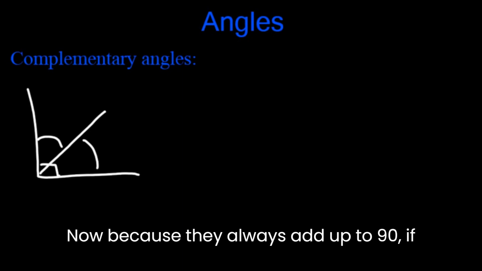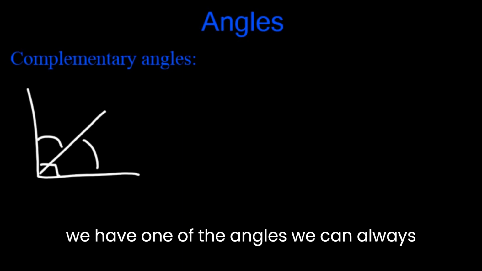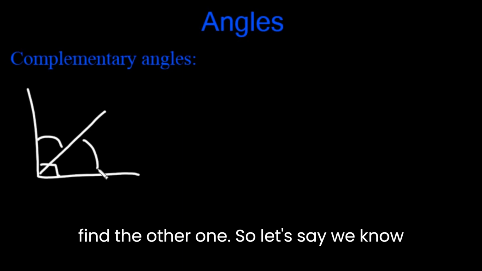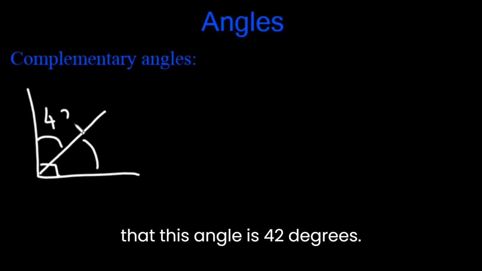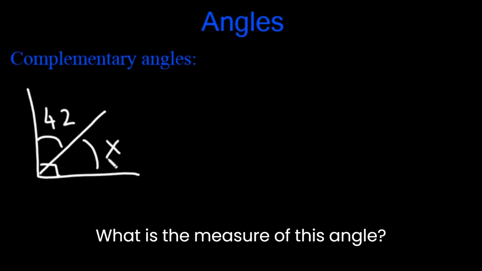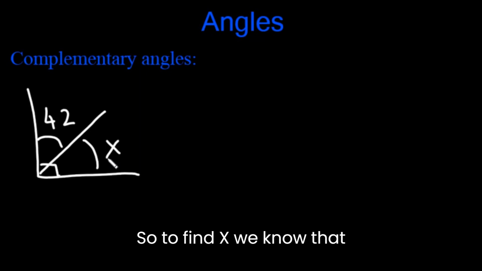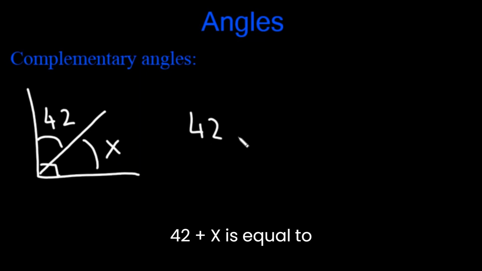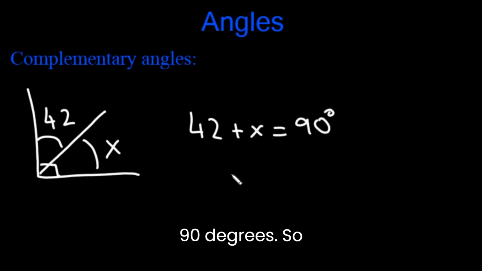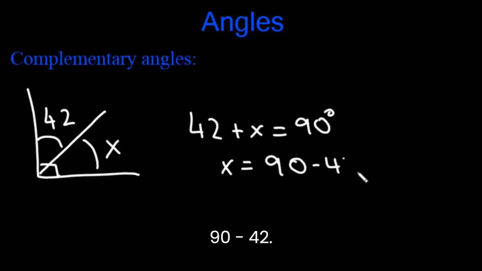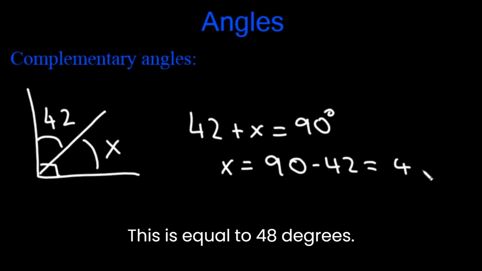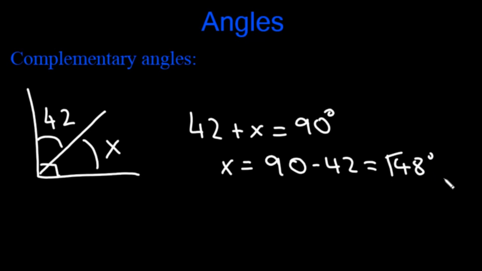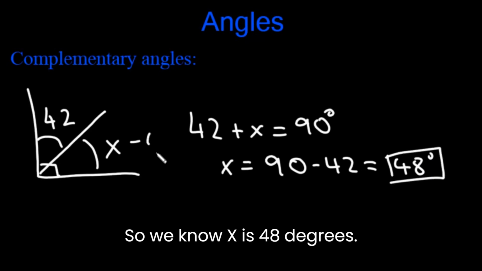Now, because they always add up to 90, if we have one of the angles, we can always find the other one. So let's say we know that this angle is 42 degrees. What is the measure of this angle? So to find x, we know that 42 plus x is equal to 90 degrees. So x must be 90 minus 42. This is equal to 48 degrees. So we know x is 48 degrees.